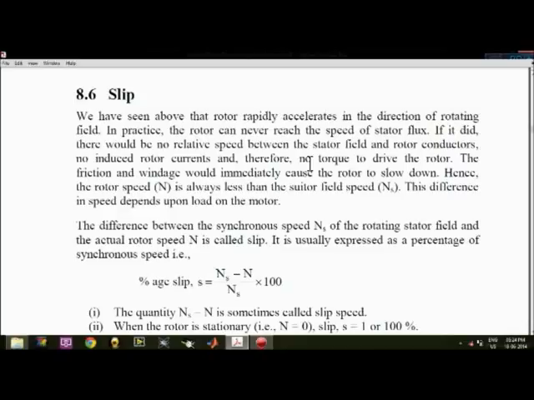The friction and windage would immediately cause the rotor to slow down. Hence the rotor speed is always less than the synchronous speed. So this difference in speed depends upon the rotor or load on the motor. The difference between this synchronous speed Ns of the rotating stator field and the actual rotor speed N is called the slip. The slip is given as (Ns minus N) by Ns into 100.